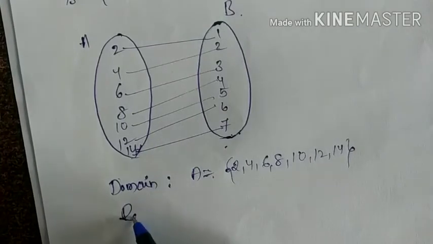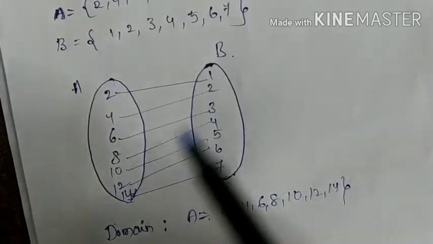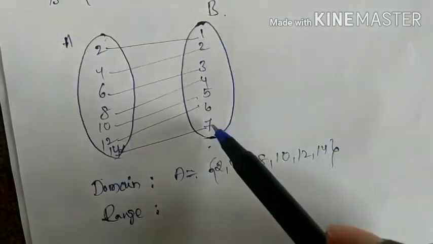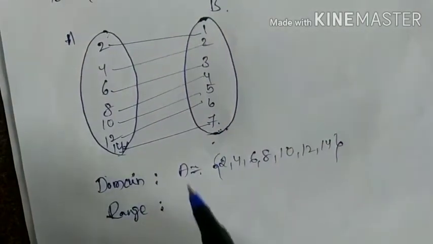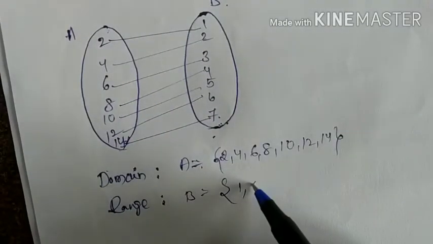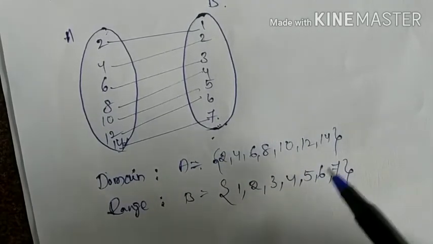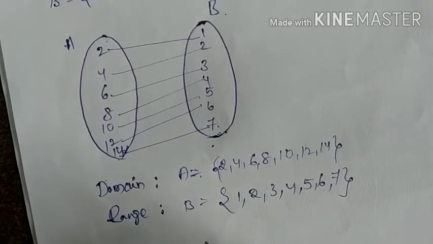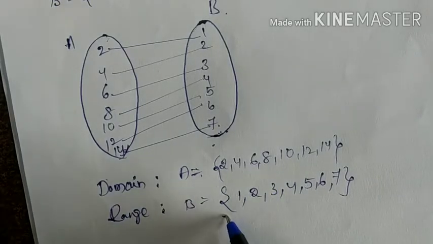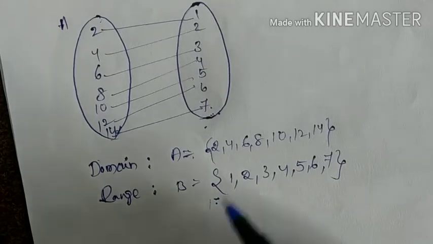The range is the images of the elements of set A. Here all these are the images of the elements of set A, so you have to consider the elements in B, the images. Here we assumed this set B, so the range of this function is 1, 2, 3, 4, 5, 6 and 7, right? In this way you have to identify whether the given relation is a function or not. If it is a function, you have to mention the reason, and also find out the domain and range of the function. Clear? In this way you have to do.